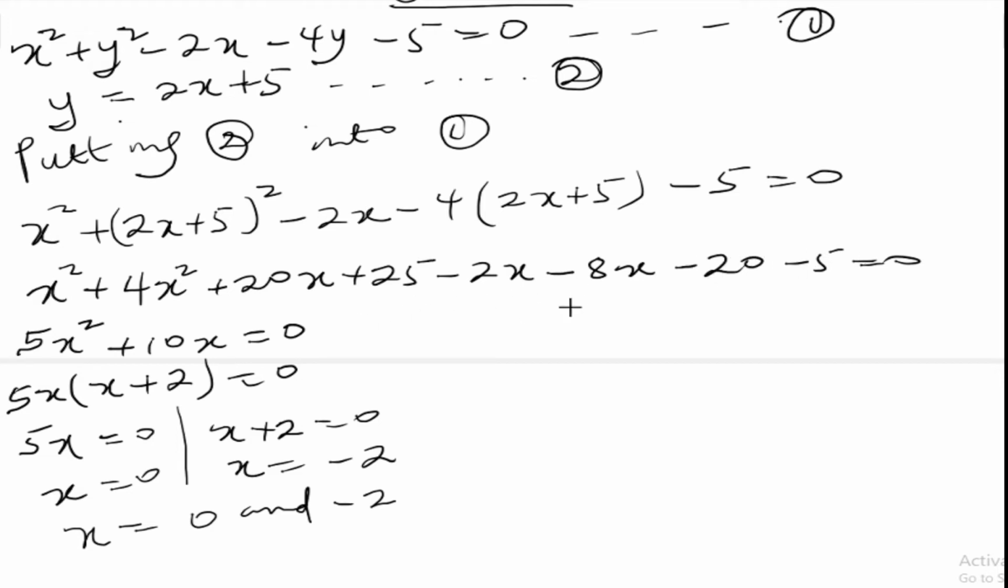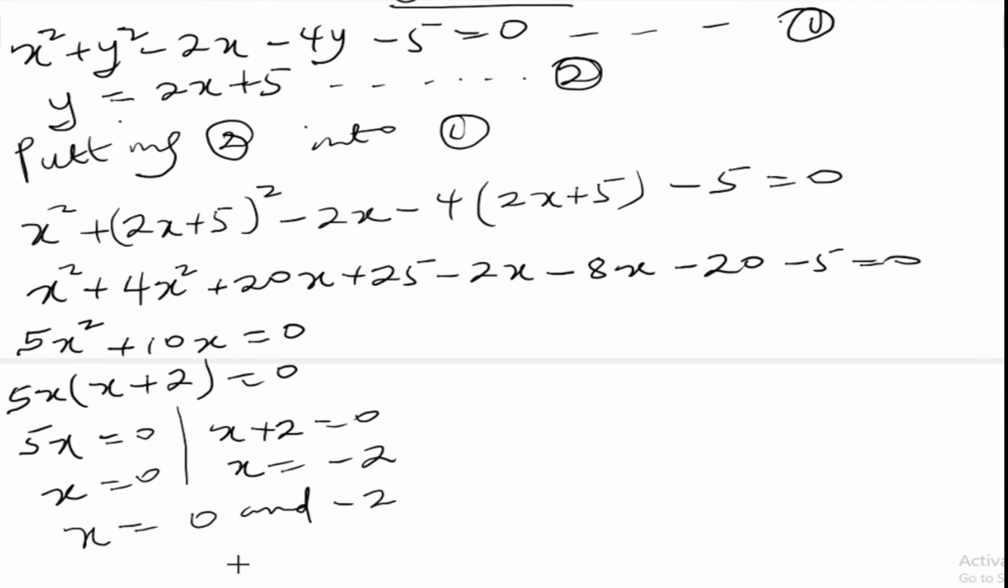So that equals 0. Here we have a quadratic equation with the constant c being 0. The easiest way to solve this is to factor 5x out. That's what we have after factoring: 5x times (x plus 2) equals 0. Then we equate each of the two factors to 0.